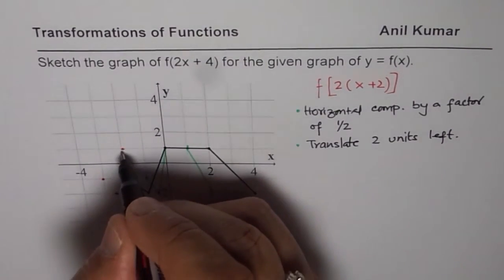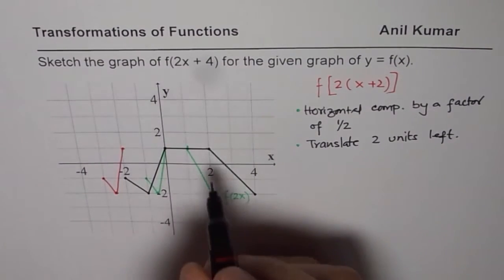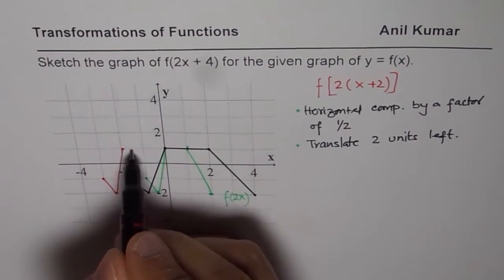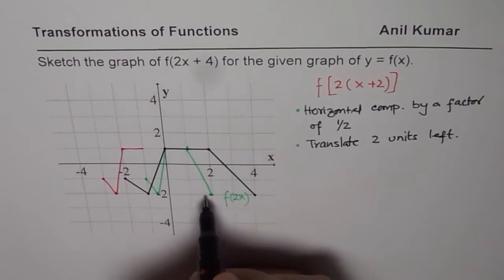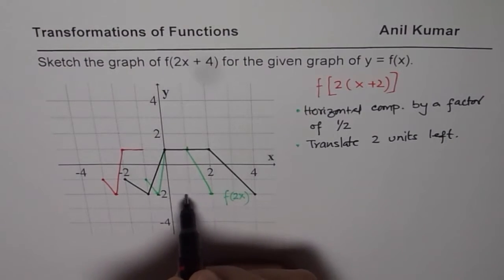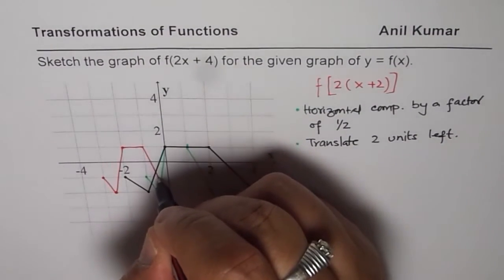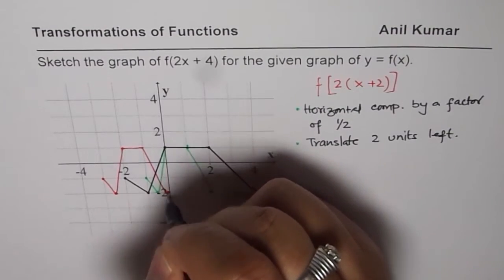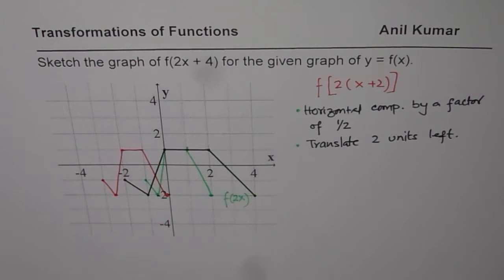So I can actually join these points, right, and sketch the function. This point is 1 unit away, so that is moving to the left right there, correct? And this point will also move 2 units to the left, so it comes there. So we can join this. The function here indicates the transformed function. So that is how you can sketch the transformed function.